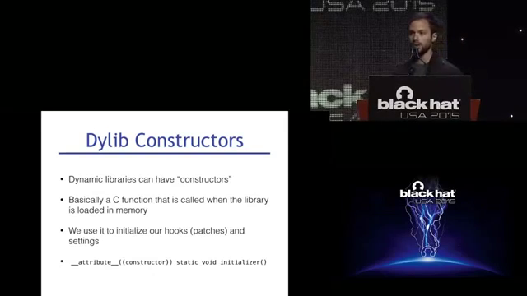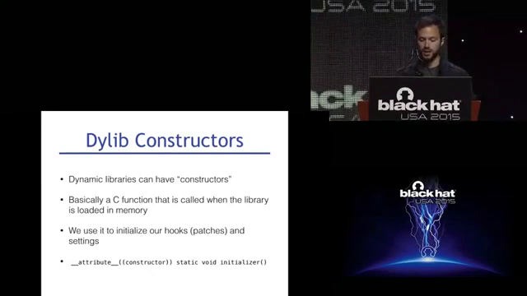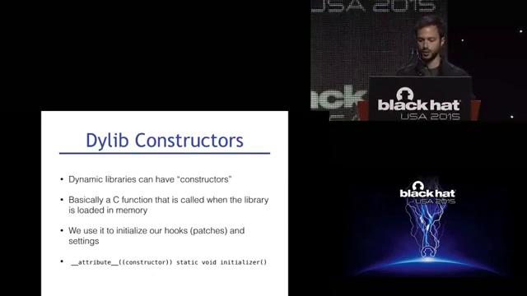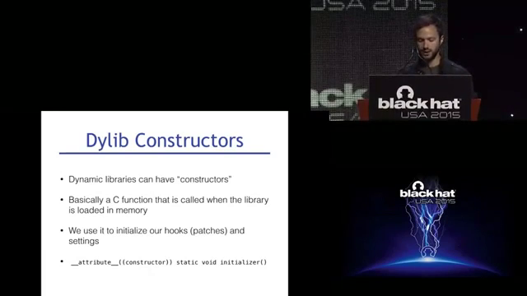And then we needed something to initialize our library. So we can make use of something that is called constructors. Dynamic libraries can have constructors, which is basically a C function that is called when the library gets loaded by dyld in memory. And because this function gets executed before the app starts, it's the perfect place to initialize our hooks or patches or replacements. And if we had any settings, we can use this to initialize our settings. So if you look at the fourth bullet point, that's what it looks like. It's just a static C function with the constructor attribute.